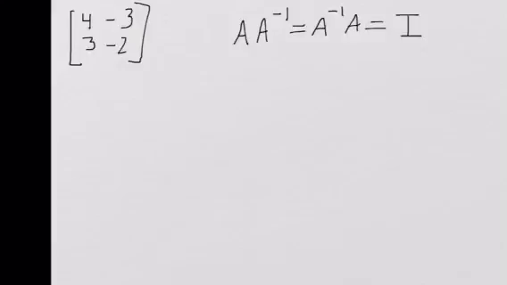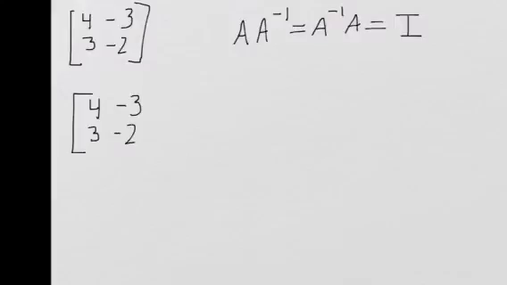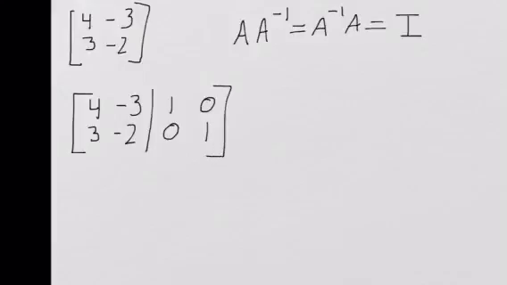So now the question is, how do we find this inverse matrix? What we're going to do is use an augmented matrix like we did solving linear equations. On the left-hand side, it's going to be the matrix we started with. And then on the right-hand side, we're going to put the matrix 1, 0, 0, 1. So now we're simply going to put this in reduced row echelon form as we did before.